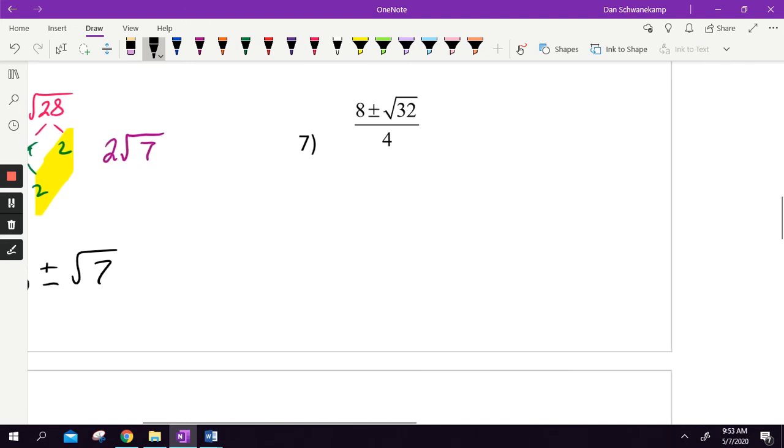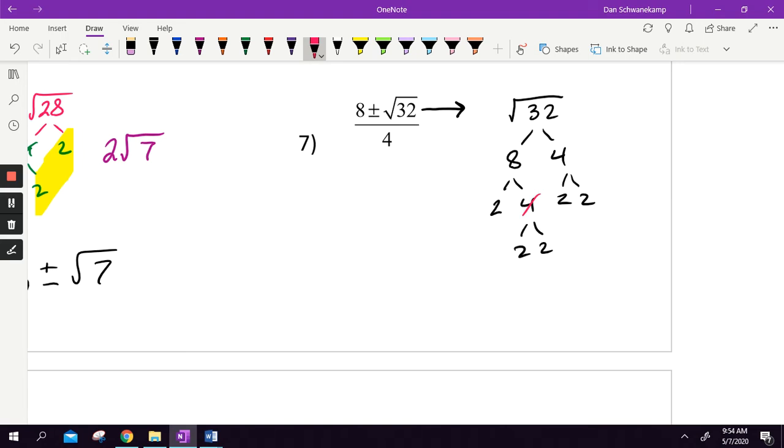Let's look at example 7. So again, square root of 32, that's not a whole number. So we're going to break it down. 32 breaks down into 8 and 4. 8 breaks down into 2 and 4. 4 breaks down into 2 and 2. All right, so I broke those all down. I got a pair of 2's, I got a pair of 2's, and I got a 2 left over. So since I have 2 pairs of 2, I'm going to multiply them together and get 4, radical 2.